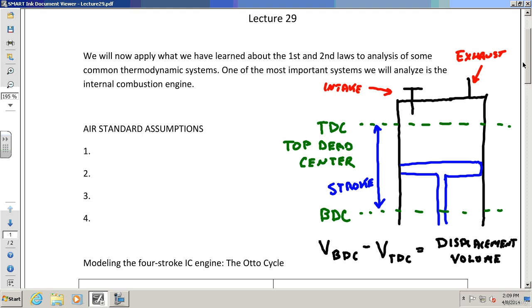So the first thing in terms of assumptions we're going to make is that we're dealing with air at all times. And of course, we always like to assume air is an ideal gas, right? Of course.